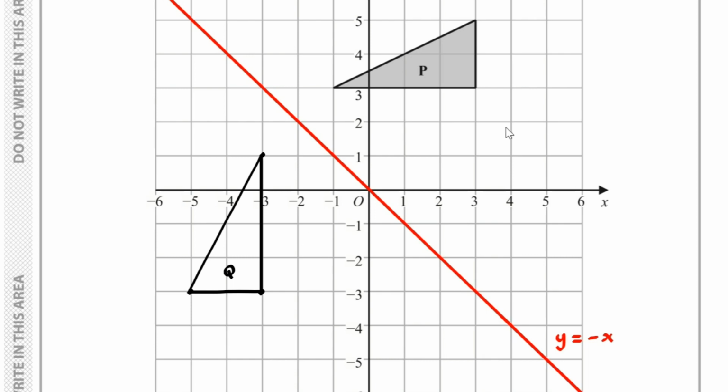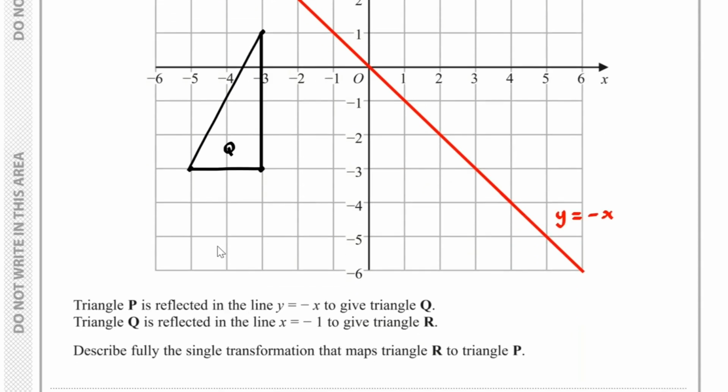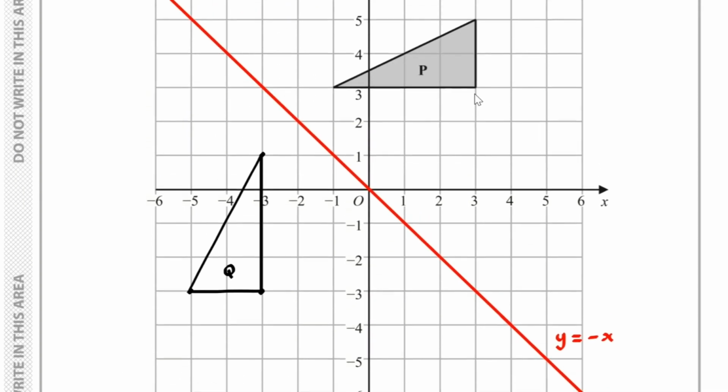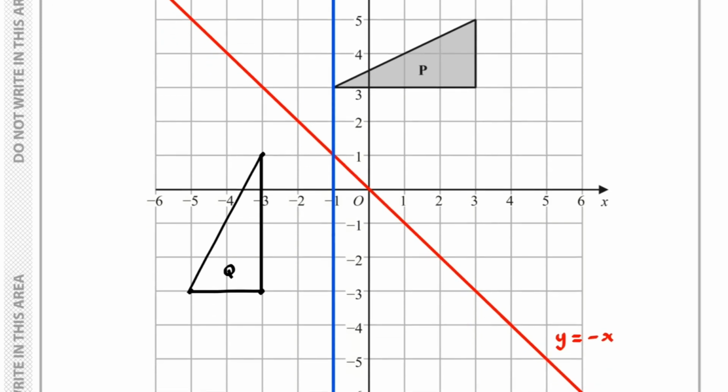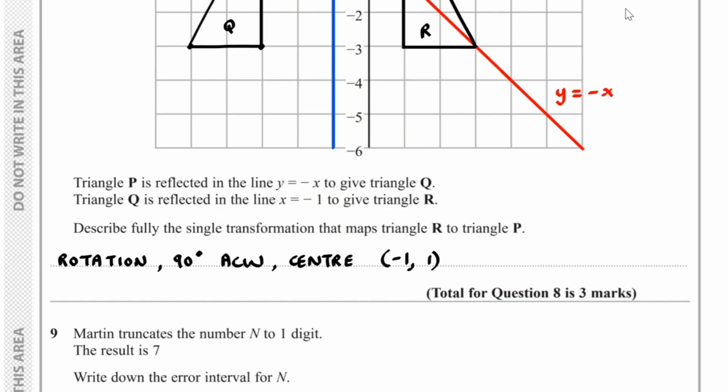Well, here is triangle Q. And then triangle Q is reflected in the line x equals minus 1 to give triangle R. So here is the line x equals minus 1, and then I need to reflect Q in the line x equals minus 1 to give R. So if I do that, the shape I will end up with is this shape over here, R. We would have a rotation 90 degrees anti-clockwise with center (minus 1, 1).